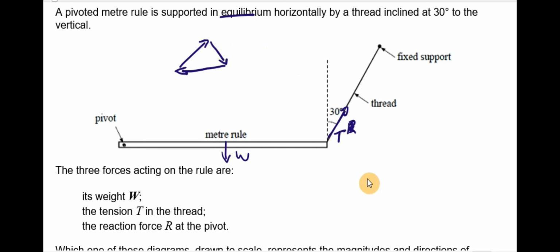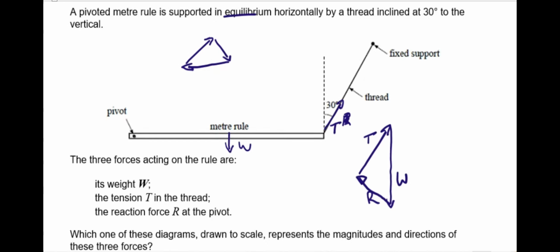So let's start off with that tension. I know exactly the direction of the tension. It's at 30 degrees. I know the direction of the weight. That's vertically downwards. And the only way I can complete this force triangle is if I put the reaction force in that direction. Now, I don't know the exact magnitude of the tension, the weight, and the reaction force, but I do know these have to be the approximate directions of each of the three forces.